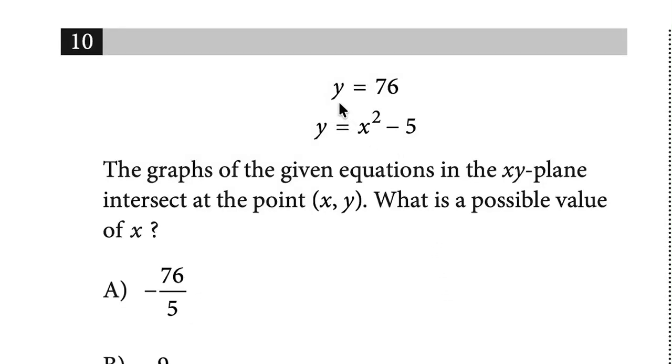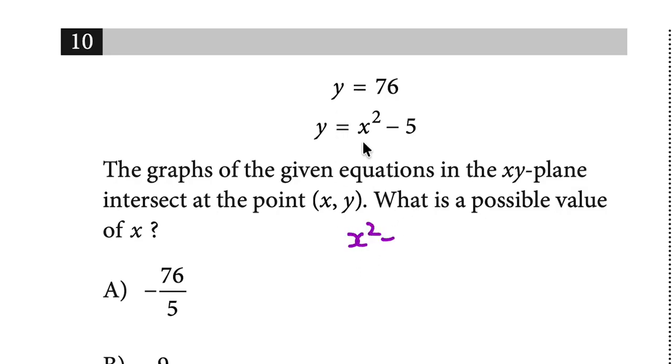Question number 10. y is equal to 76 and y is equal to x squared minus 5. The graphs of the given equations in the xy-plane intersect at the point (x, y). What is the possible value of x? Whatever the values of x and y are, they will satisfy both equations. Because we are solving a simultaneous system, we have to find one solution.